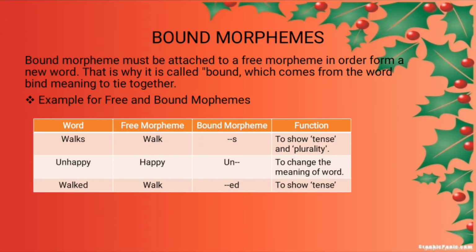And the next, bound morphemes. Bound morphemes must be attached to a free morpheme in order to form a new word. That is why it's called bound, which comes from the word bind, meaning to tie. For the examples, you can look at the presentation.